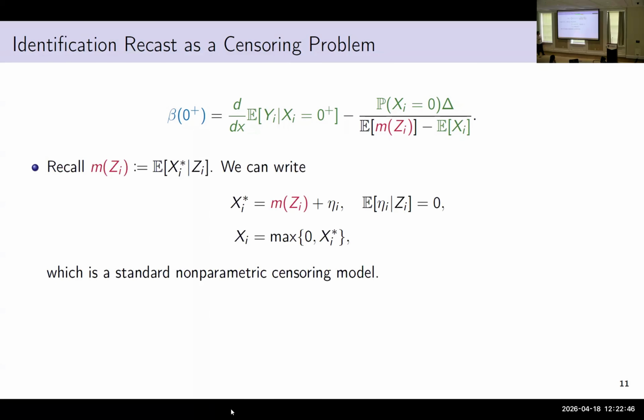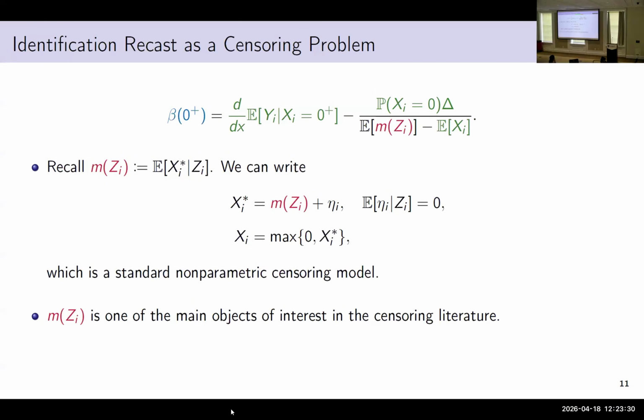So first, the selection variable equals m of z plus an unobservable term, but that unobservable term is by definition mean independent of the covariates. That's just by the nature of how I defined m. And this is just rewriting the equation defining m star, right? This is just a recasting of my first equation in the setup. So these two equations together define a standard non-parametric censoring model where the mean dependence condition holds for free, in the sense that it holds by definition, okay?